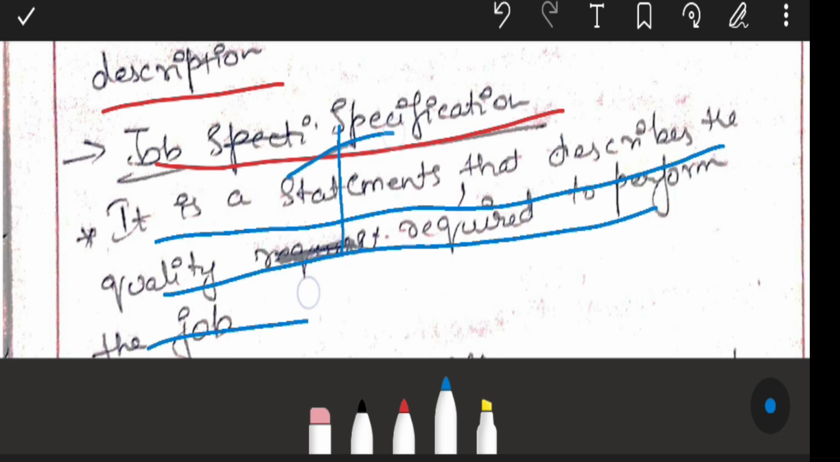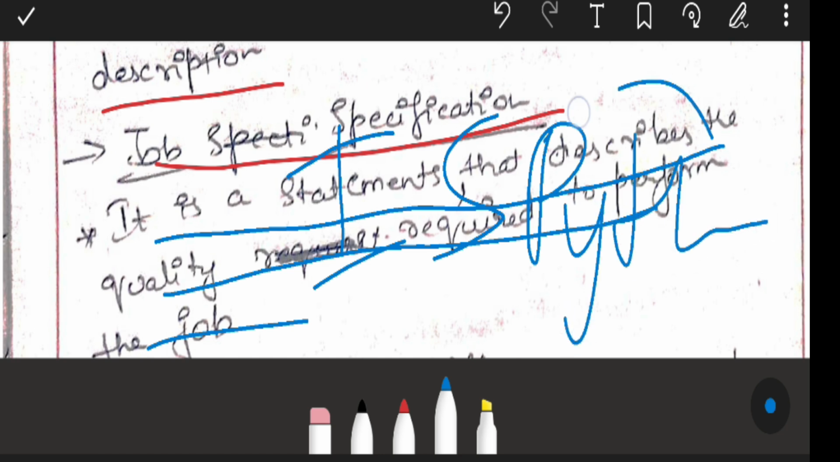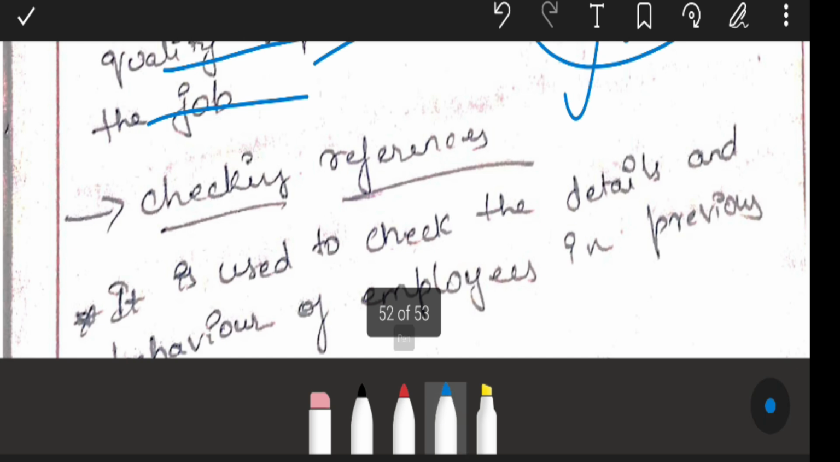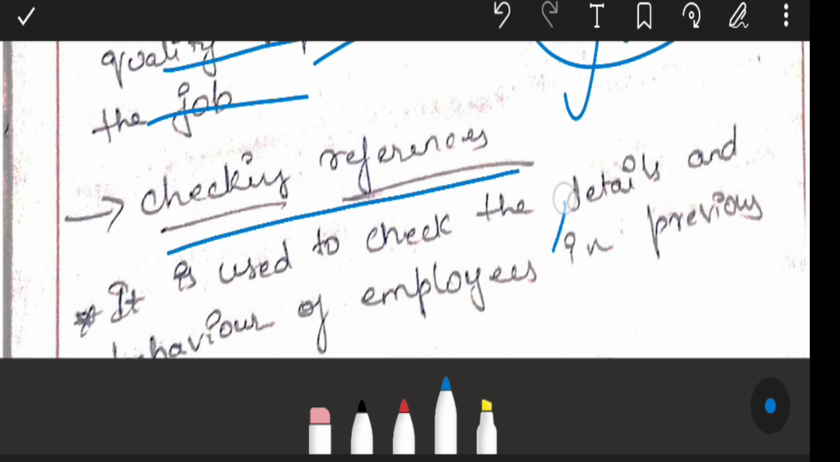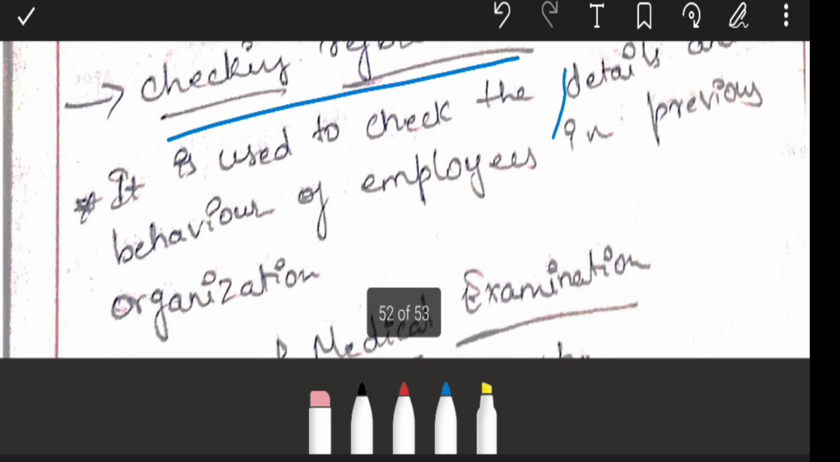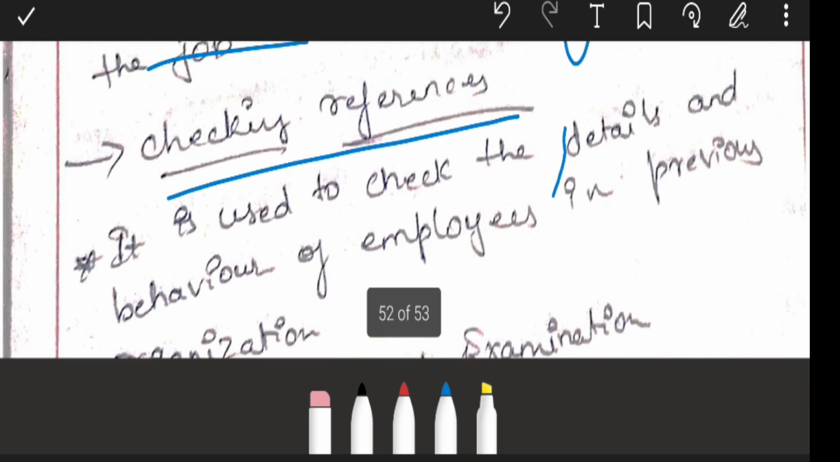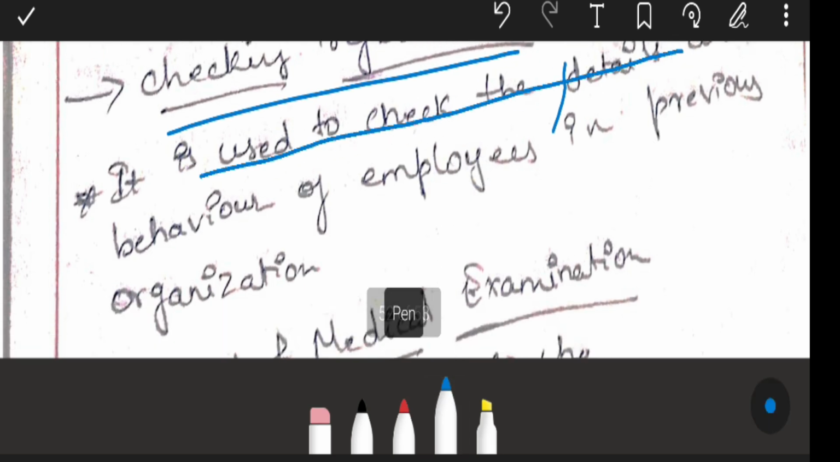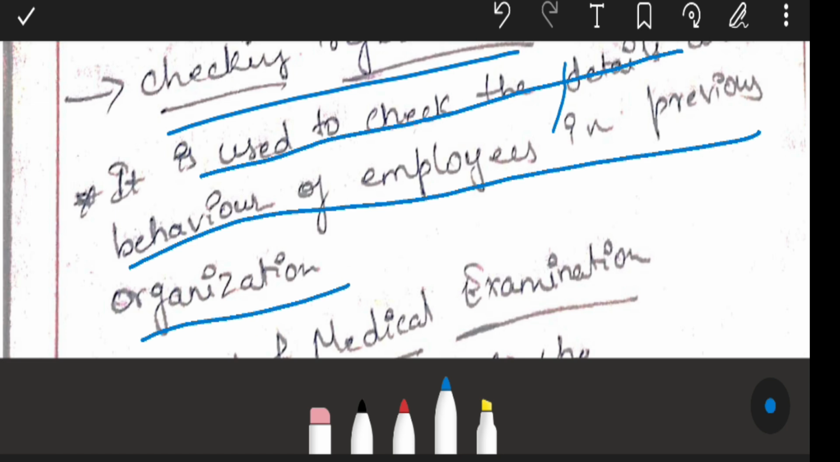Suppose Infosys gives a job specification for a Python developer. This is the specification: if a person knows Python, he can apply for a job in Infosys. Checking references is used to check details, like a police verification type of thing. It is used to check the details and behavior of employees in a previous organization, with the help of which we can analyze the behavior of an employee.